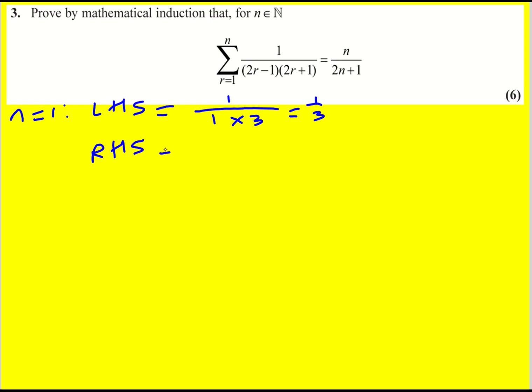Meanwhile, the right-hand side is going to be 1 over 2 plus 1, also a third. So this is true for n equals 1.